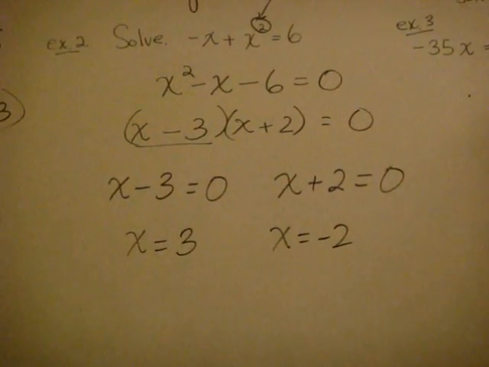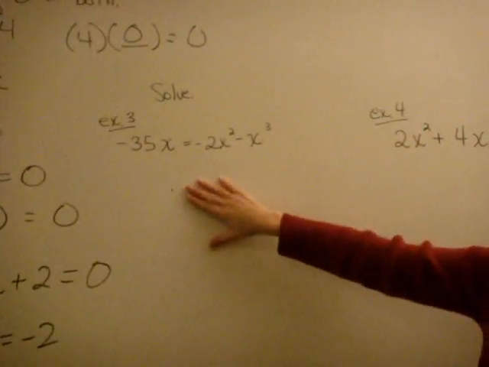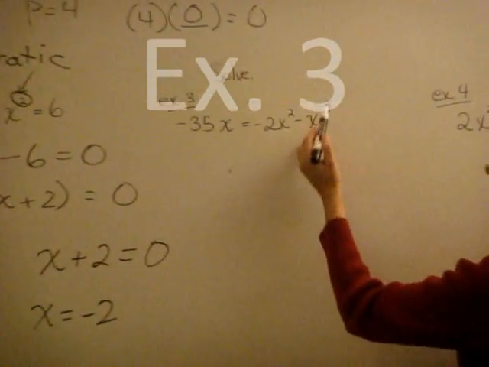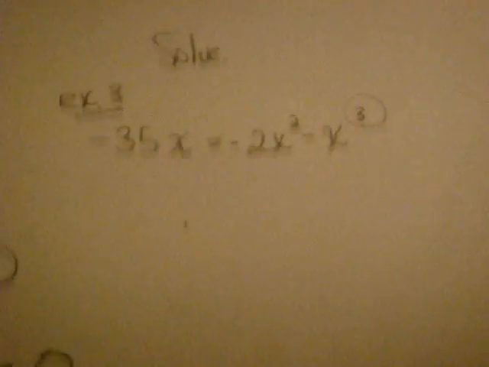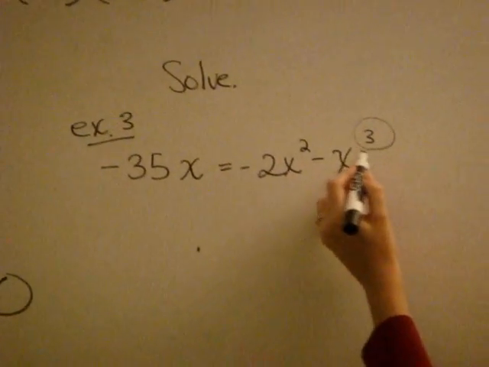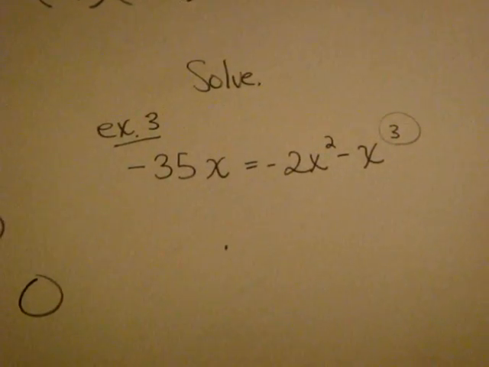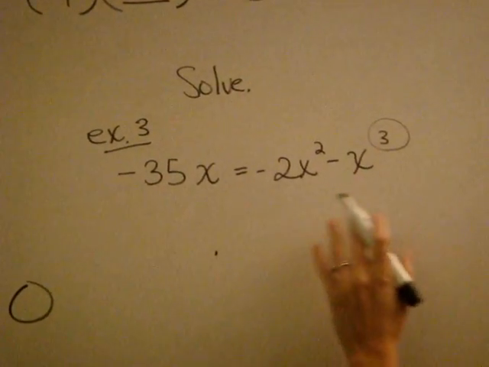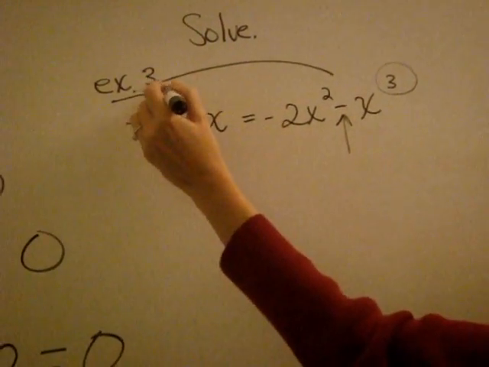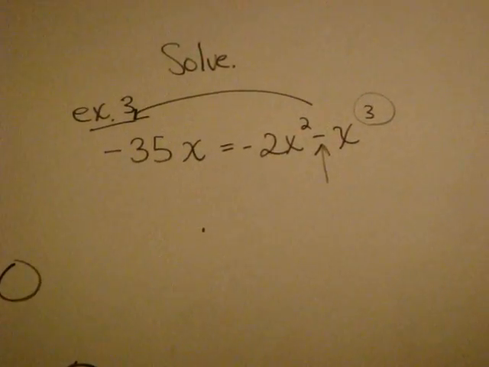Let's try one more of these. Another quadratic equation. You'll notice this time, though, there's an exponent of 3. So it's really not a quadratic. It's higher than a quadratic. So you're still going to set it equal to 0 and factor. So to make this positive, I'm going to bring everything over to that side. You want the first term to be positive.